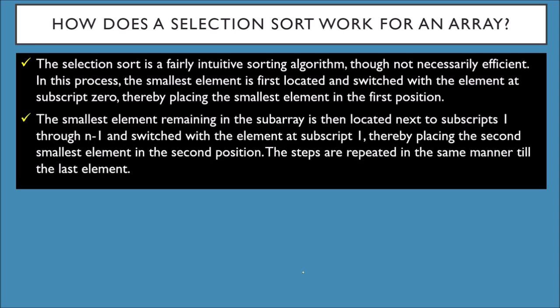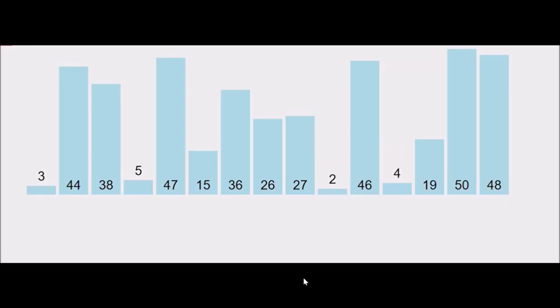The smallest element remaining in the subarray, subscript 1 through n-1, is then located and switched with the element at subscript 1, thereby placing the second smallest element in the second position. These steps are repeated in the same manner till the last element. So to get a better visualization, let us actually see the visualization of selection sort.